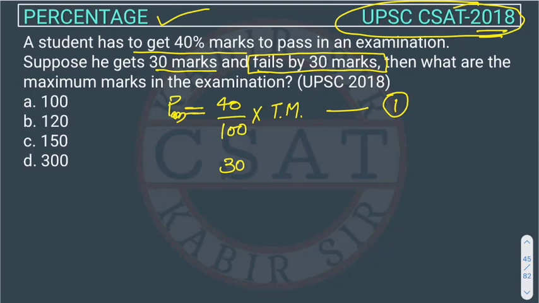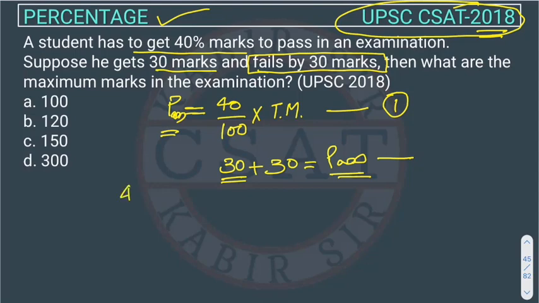But he fails, he is getting 30 marks less than the passing marks, right? So he got this marks. If we add 30 marks, so he will pass or not? Tell me this. He will pass the exam, right? So this pass and this pass will be equal or not?